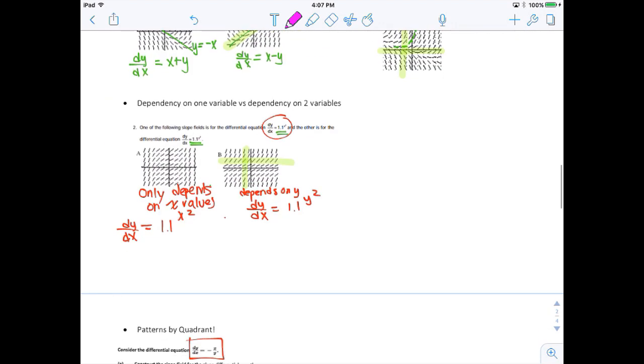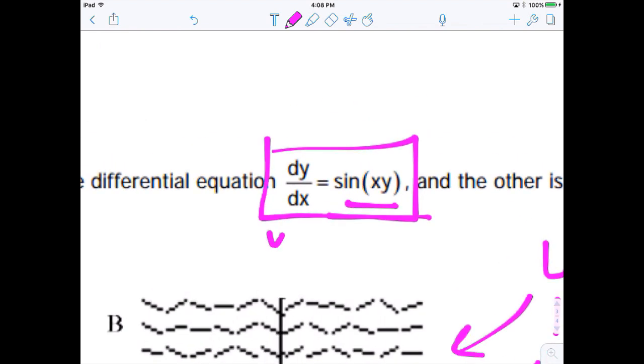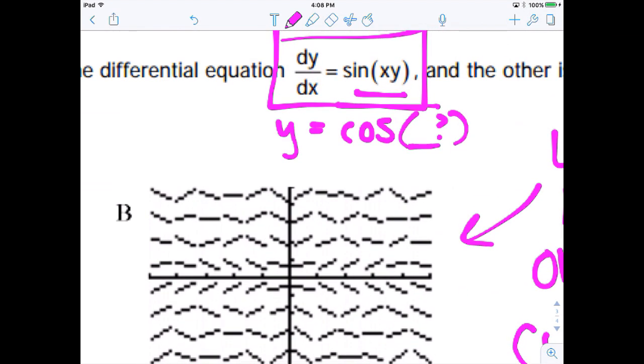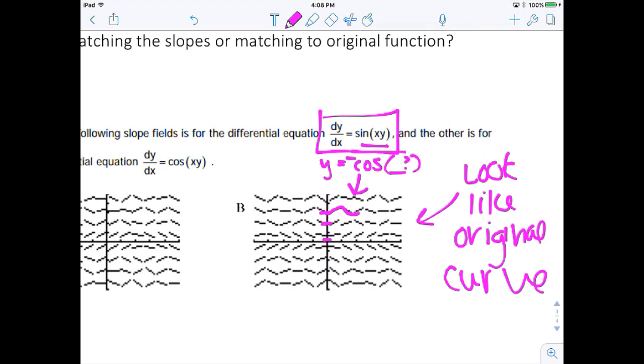So the slope field will look like your original function, but the outputs will be the actual slopes. So if you have dy/dx equals sine xy, you should be thinking that your original function would have had something to do with cosine, and actually probably negative cosine, because the derivative of negative cos is positive sine. So when I look at this and I see that it flattens out here, and then it goes up and back down, I have a good feeling that this matches with that one based on what the original graph looks like.